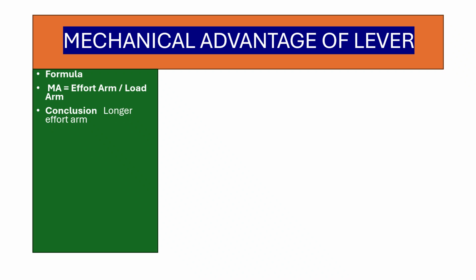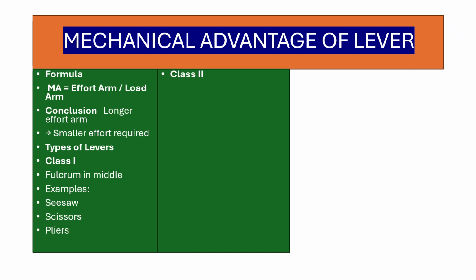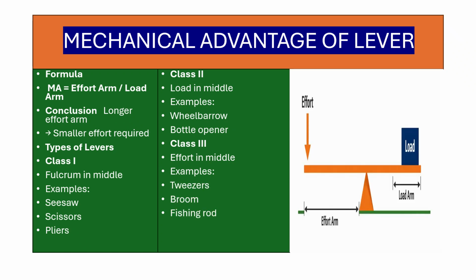Mechanical advantage of a lever is equal to effort arm divided by load arm. The conclusion is the basic concept: longer effort arm, smaller effort required. Types of levers: class 1, fulcrum is in the middle, for example seesaw, scissors or pliers. Class 2, load in the middle, for example wheelbarrow, bottle opener. And class 3, effort in the middle, for example tweezers, broom, fishing rod.